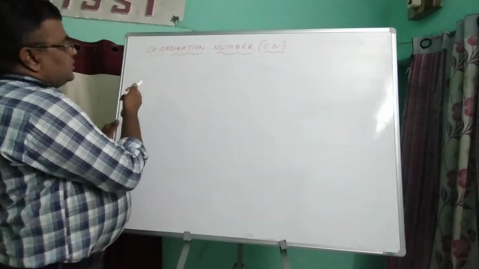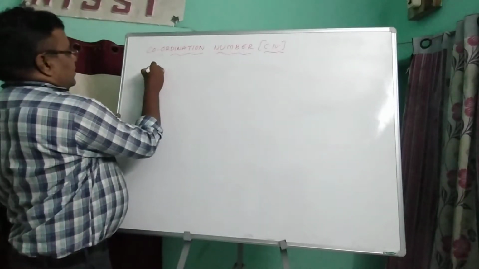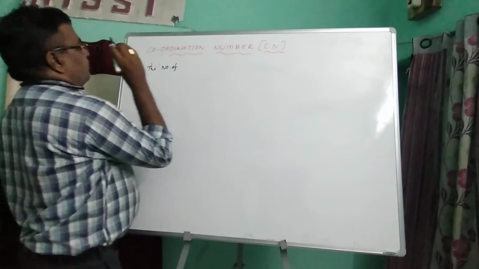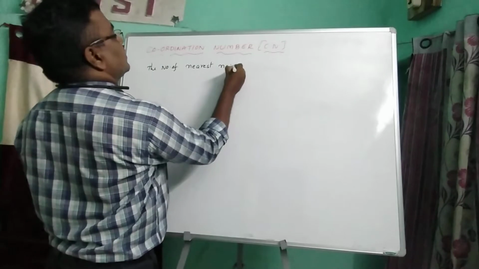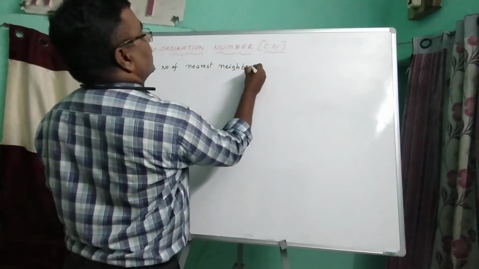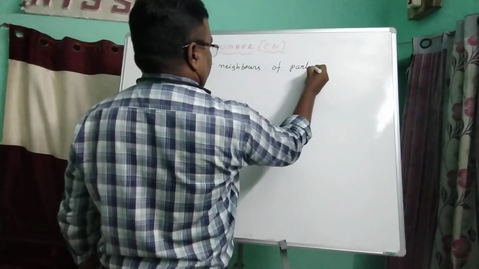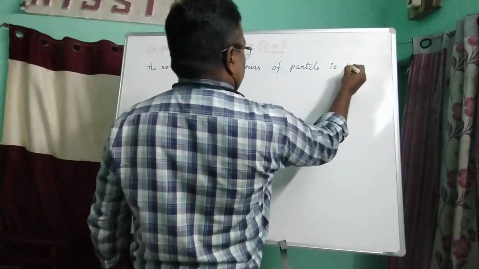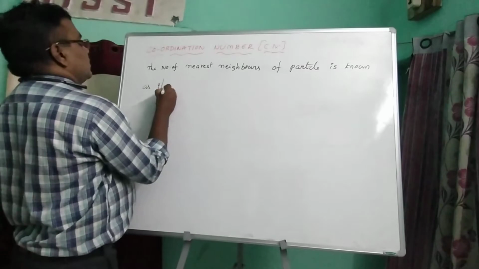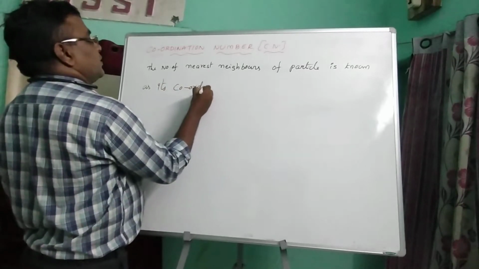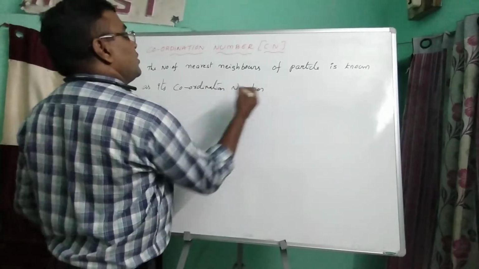Dear students, in this class we have to learn about coordination number. What is coordination number? The number of nearest neighbors of a particle is known as its coordination number.